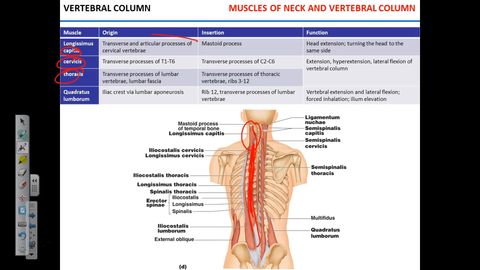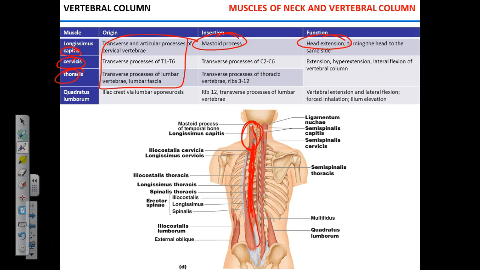They all originate at the transverse processes of vertebrae. So if you look at the vertebral column that is hanging right there, the transverse processes that go in to the sides, that's where this muscle originates. Insertion of the capitis portion is the mastoid process. So it inserts, you can see it on the dude, right here. It's a deep muscle. That's the mastoid process.